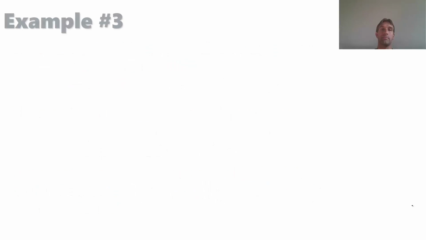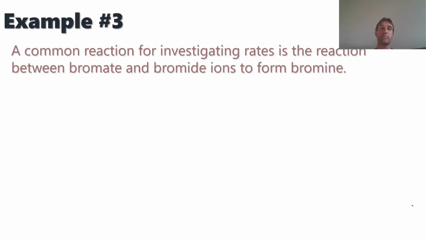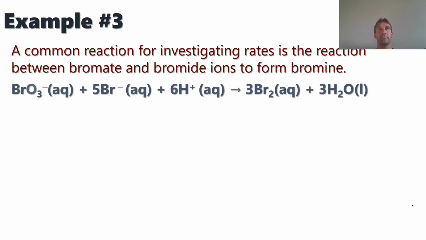All right, let's move on now into our third example. One of the reactions that we tend to see a lot when we're studying rates is that of our bromate ion, BrO3-, bromide ions, and hydrogen, in this case the hydrogen ion that we'd see in an acid. These three items react to form bromine in a liquid state in solution, and we also are going to form water.